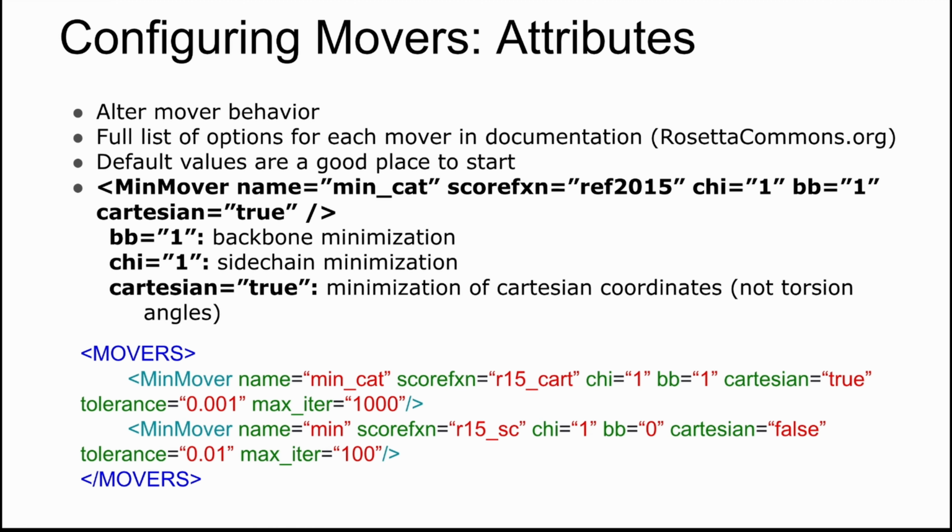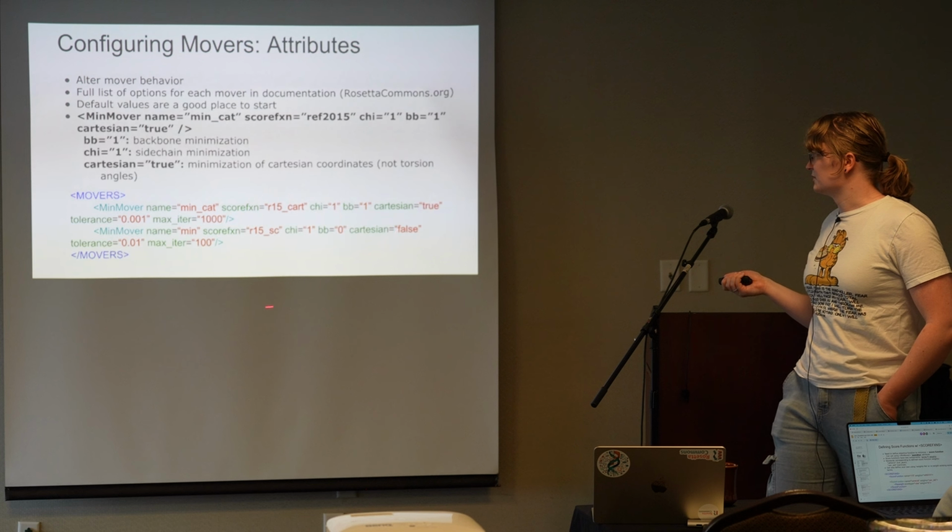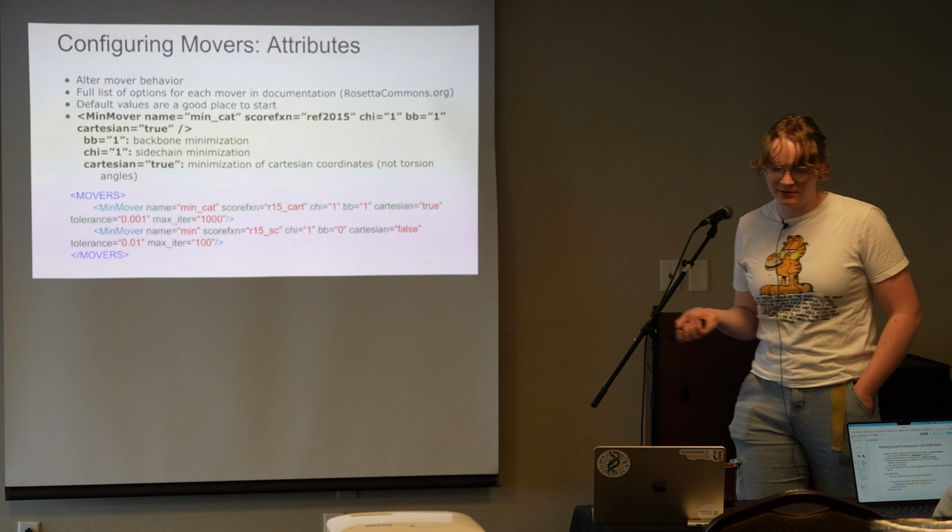So in this example, you can see two different ways of implementing a mover. In this case, we're using ref15 Cartesian coordinates versus ref15 sidechains. And then setting the weights, for example, the sidechains versus the backbone angles, and using Cartesian coordinates versus torsion angles, et cetera, et cetera.